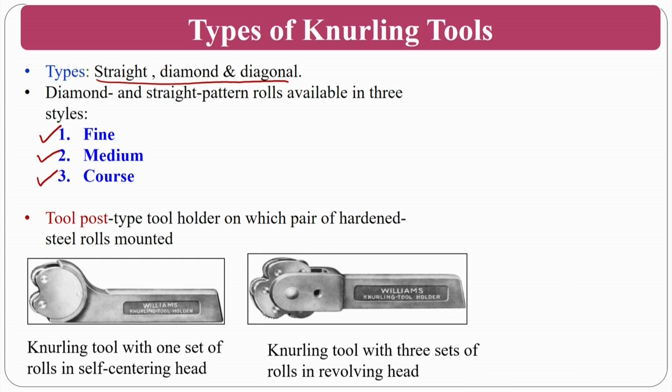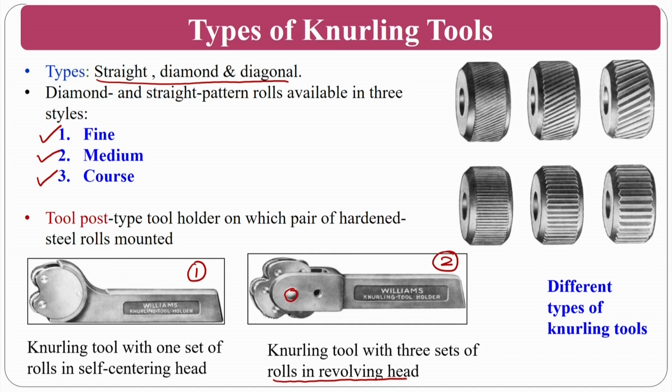So knurling, here a knurling tool with one set of rolls is there, with a self-centering head. Another one is knurling with 3 sets of rolls, with a revolving head. So here the difference between 1 and 2 is that in the first one there is a fixed head, and in the second one there is a revolving head. It not only revolves against the workpiece, but also it can revolve about its own axis.